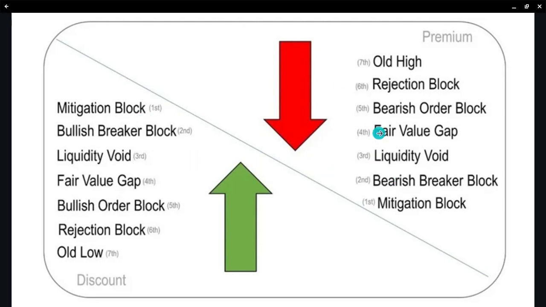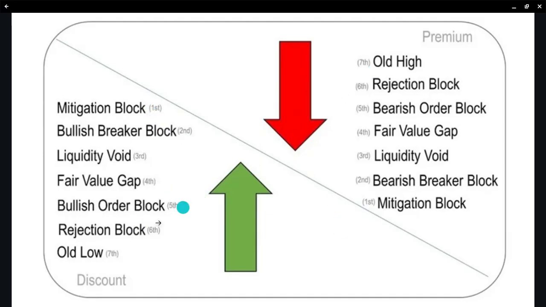From one PD array, price delivers to another PD array. From old low to the old rejection block, from an old rejection block towards an old bearish order block, from an old FVG towards another FVG, liquidity void to liquidity void, bearish breaker to bearish breaker. Oh, sorry, this was an order block. Mitigation to mitigation, or it can be vice versa as well.